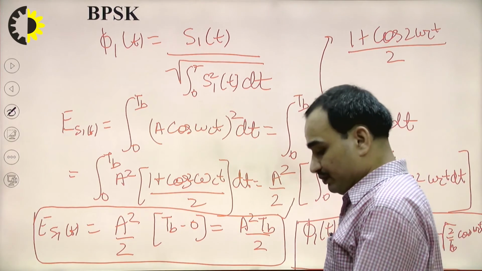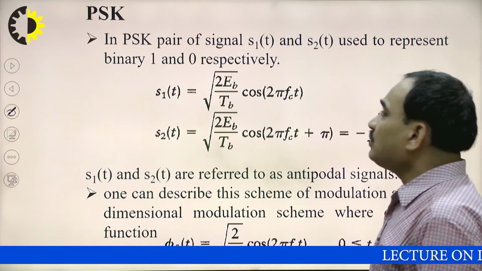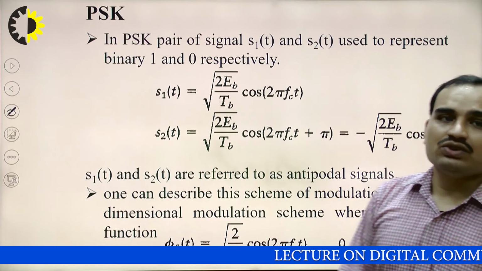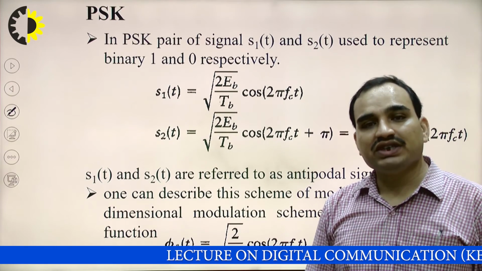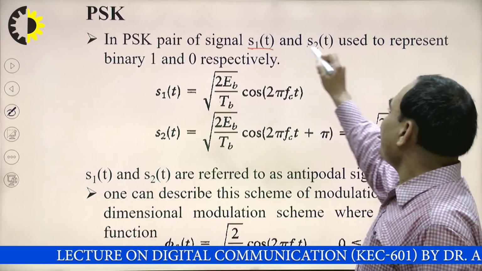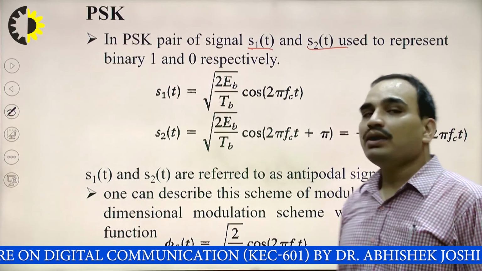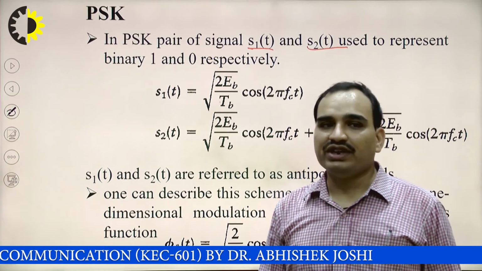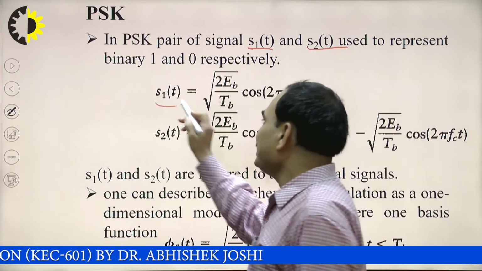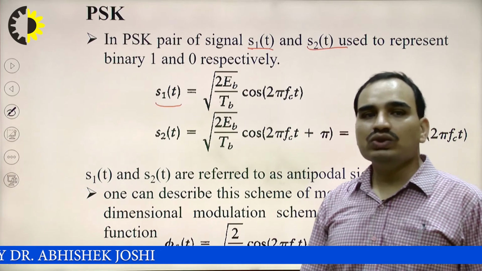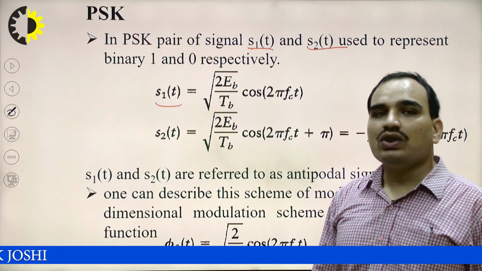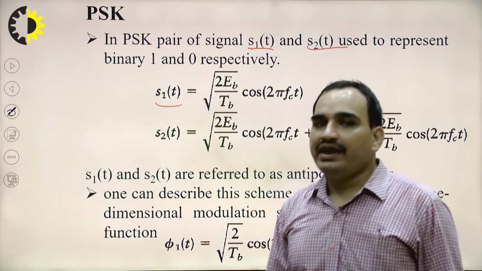So we can finally define, in PSK, the pair of signals S1(t) and S2(t), used to represent binary 1 and 0 respectively, where S1(t) is given by the square root of 2Eb by Tb cos(2πfct).